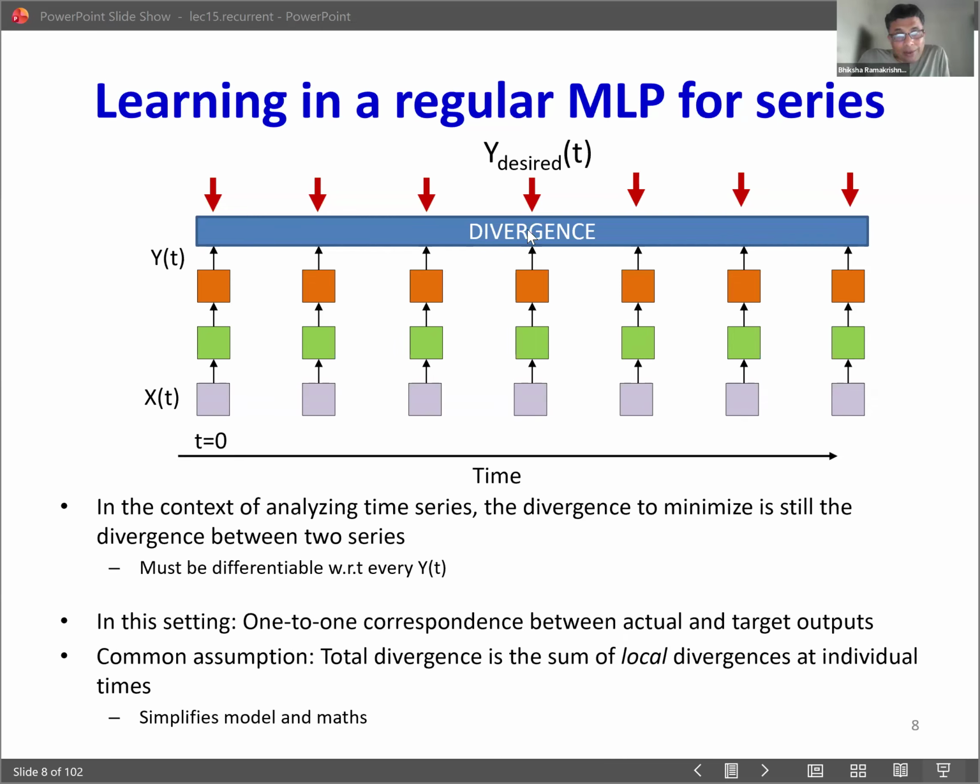But when we do this, we often make an additional assumption that even though we're comparing two sequences, we can actually compute individual divergences at each time instant, and then the divergence between the two sequences is just going to be the sum of the divergences at individual times, in which case, again, the recurrence breaks down. But this latter assumption is something that we often make simply because it simplifies the model and the math.